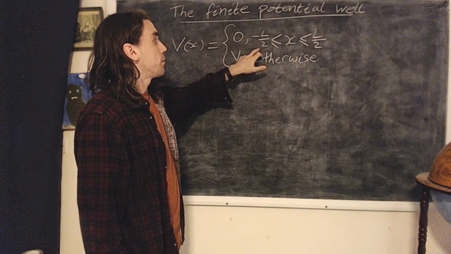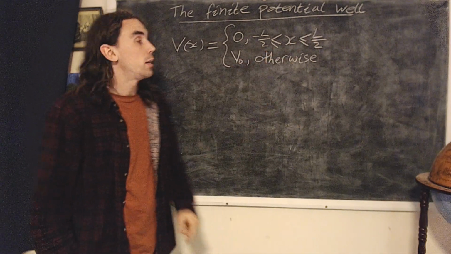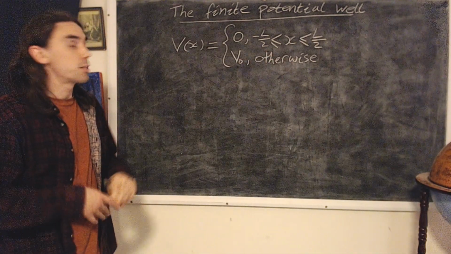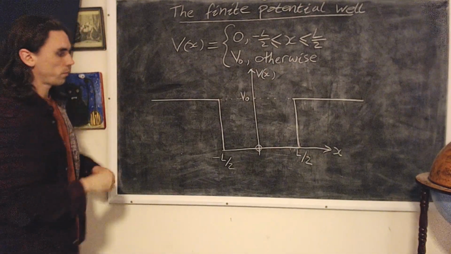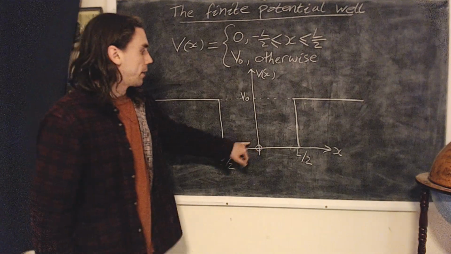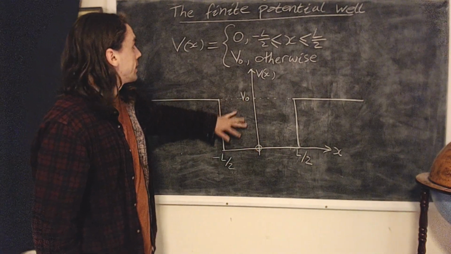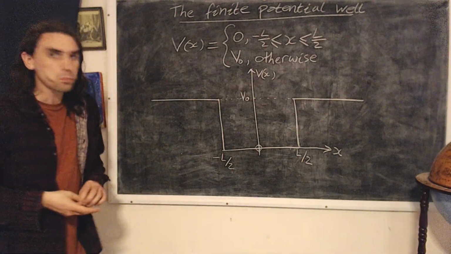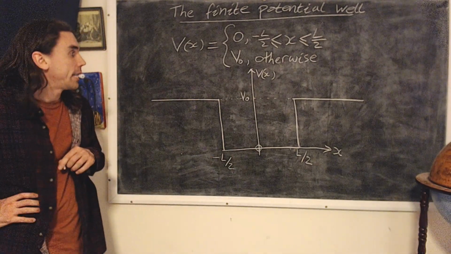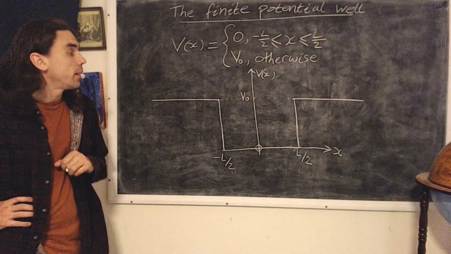This time we've set it up so that the well is symmetric about 0. It just makes the math slightly simpler to work with. Let's draw it. So it's symmetric about 0, and it has height V0, and this is 0 down here. Now let's try to guess what the solutions look like.